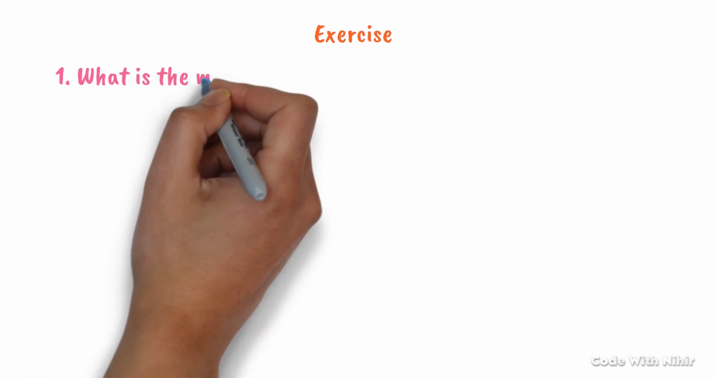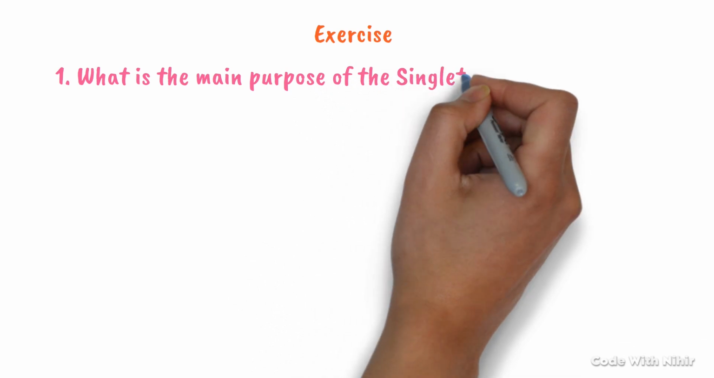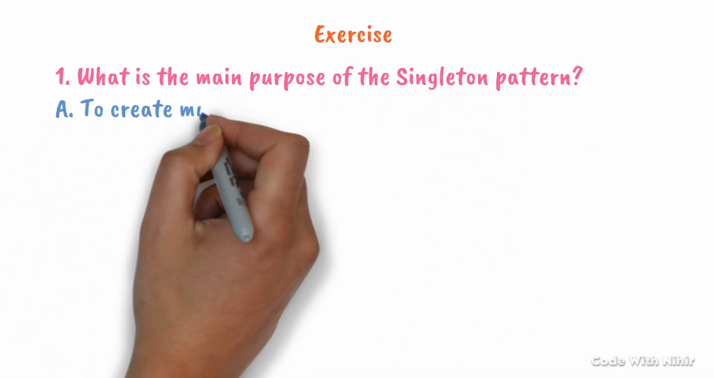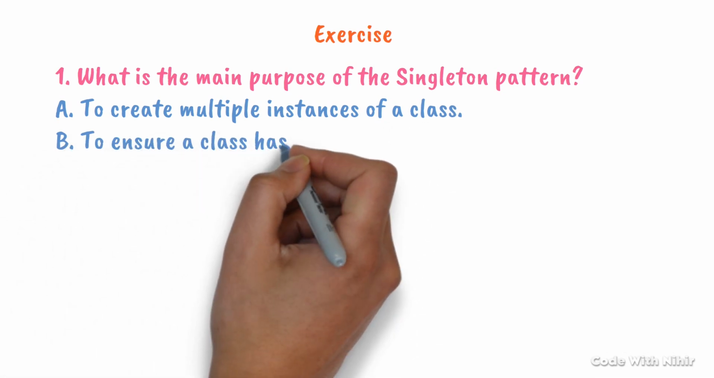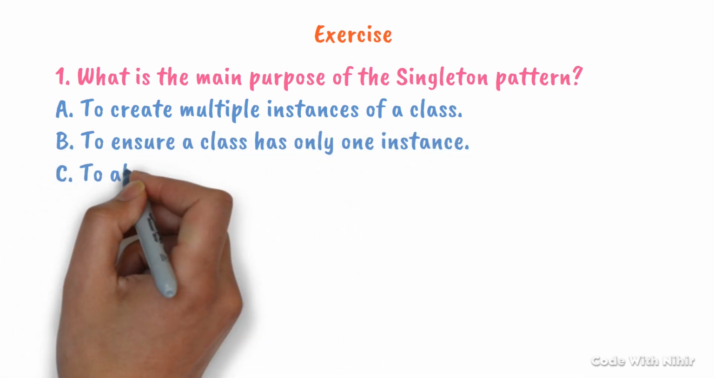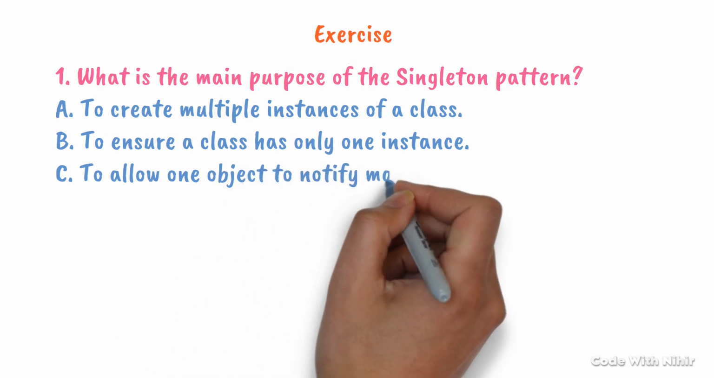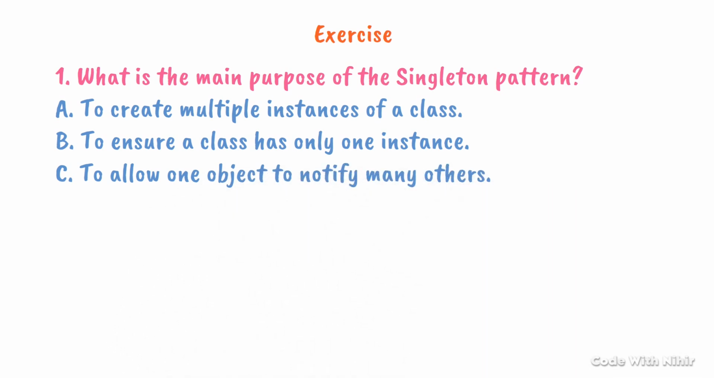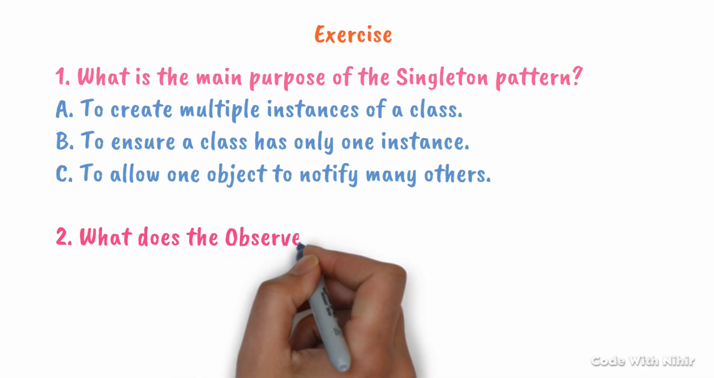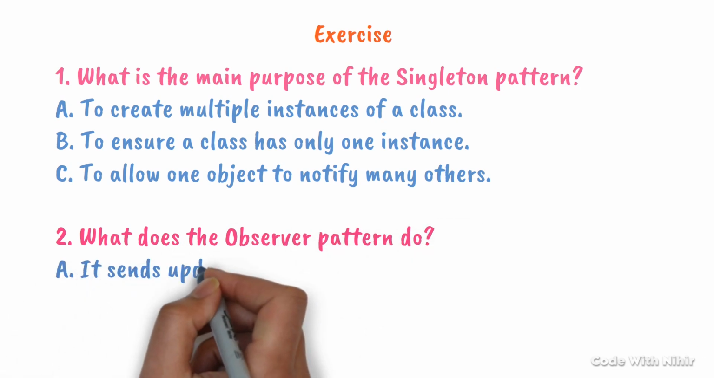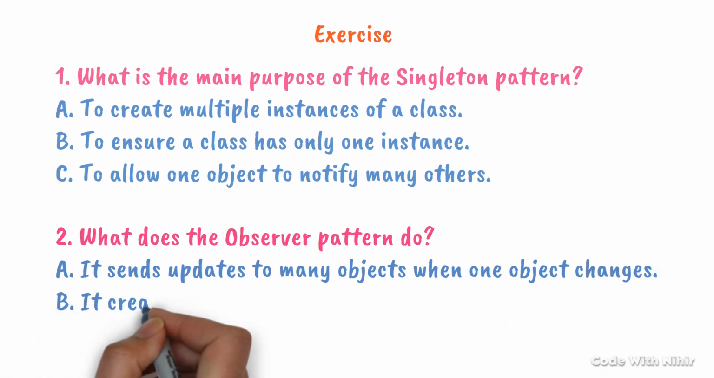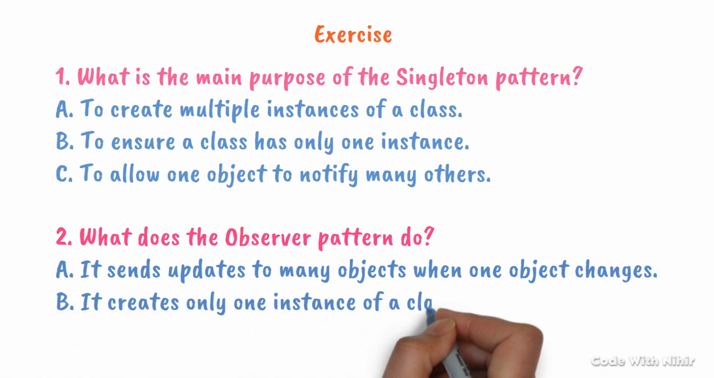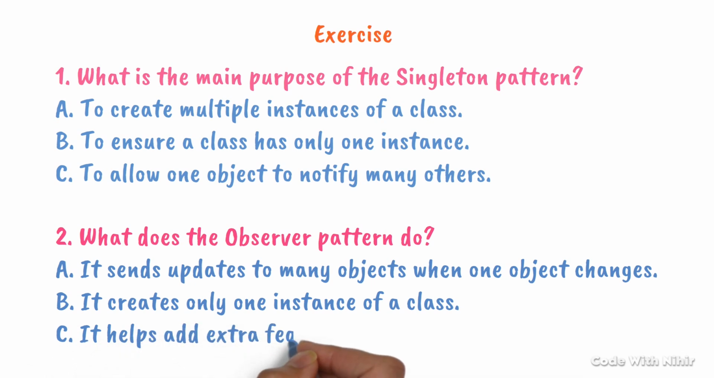Number 1. What is the main purpose of singleton pattern? To create multiple instances of a class, to ensure a class has only one instance, or to allow one object to notify many others. Number 2. What does the observer pattern do? It sends updates to many objects when one object changes. It creates only one instance of a class. It helps add extra features to a program.